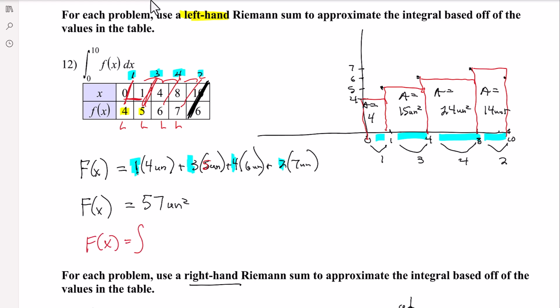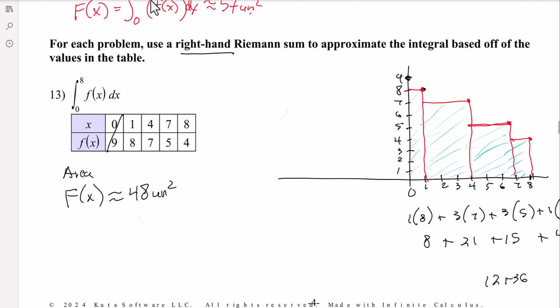So another way to do that is we're going from 0 to 10, and you just say the integral of f of x dx is roughly 57 units squared. Again, because we're talking about the area underneath the curve. So area implies units, or not implies, requires.